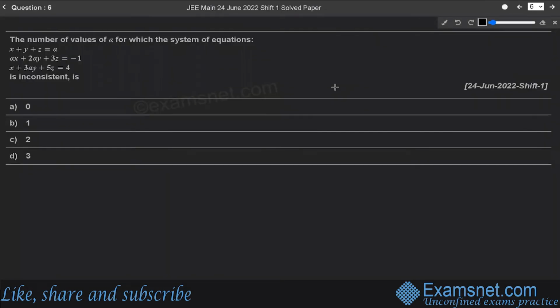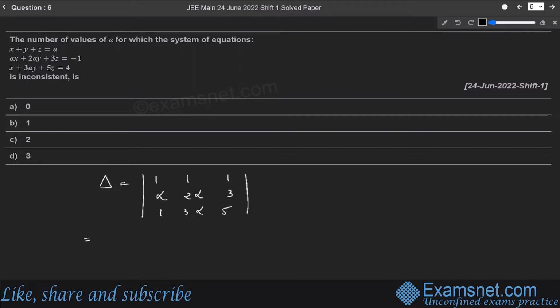Next question is: the number of values of alpha for which the system of equations x plus y plus z is equal to alpha, alpha x plus 2 alpha y plus 3z is equal to minus 1, x plus 3 alpha y plus 5z is equal to 4 is inconsistent. So from the given equations, we can form a determinant and let it be equal to delta. The values will be 1, 1, 1, alpha, 2 alpha and 3, 1, 3 alpha and 5.